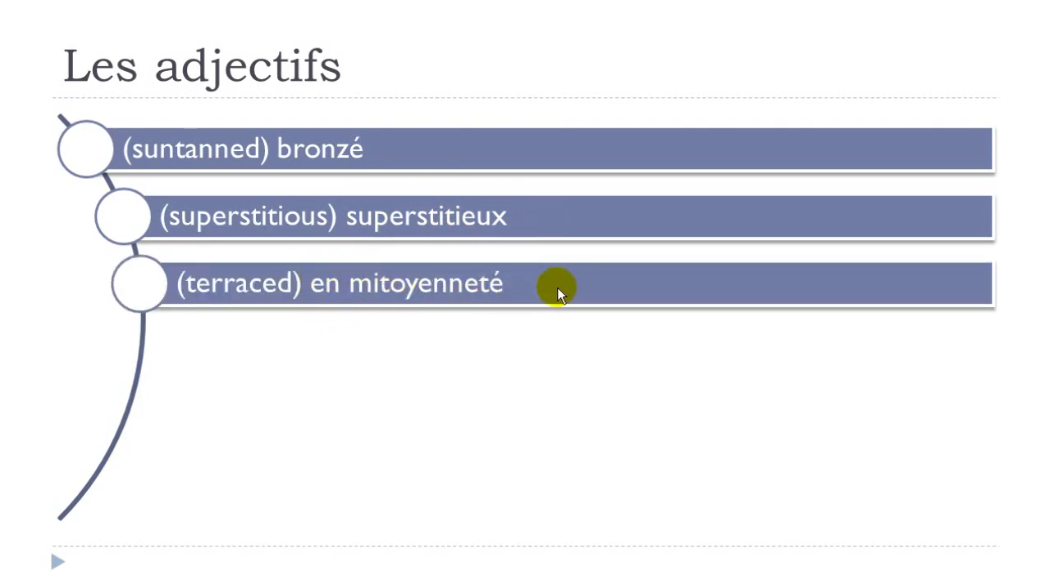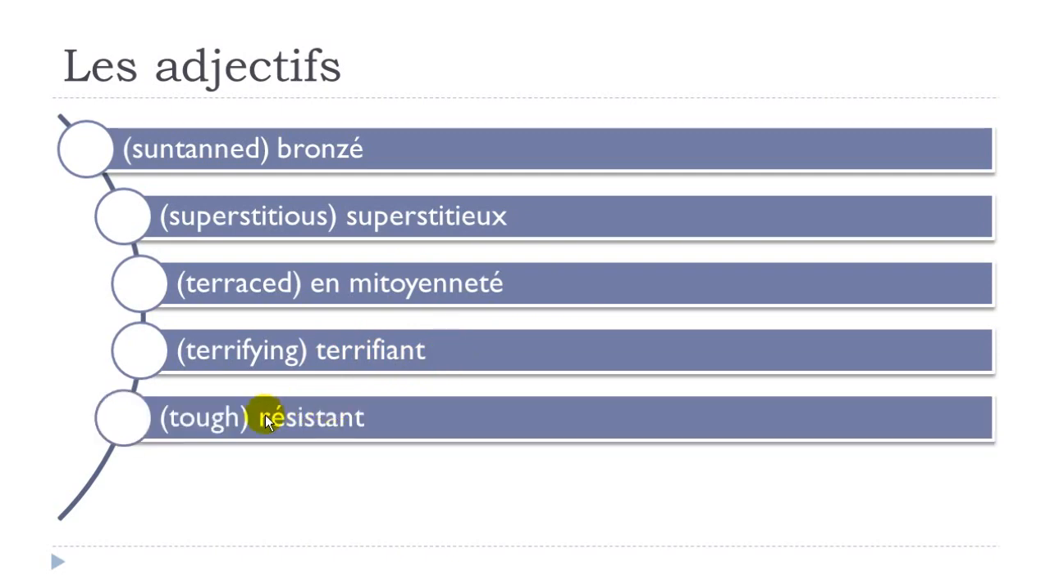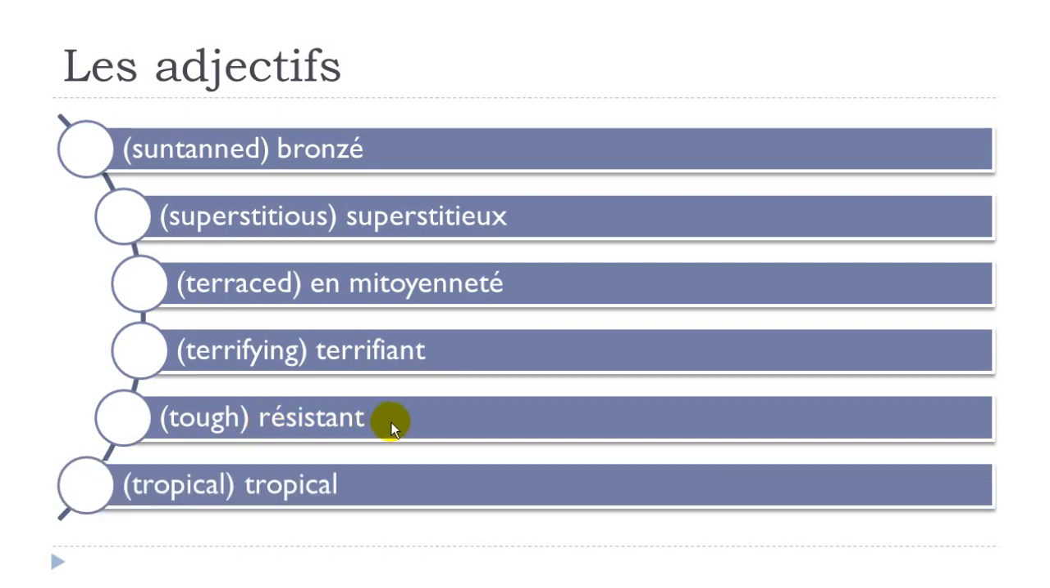En mitoyenneté. Okay, so mitoyenneté. En mitoyenneté. Terrifiant. Final T not pronounced. Double R here, so it will open the pronunciation of your E, and then it will be E. Terrifiant. Résistant. Final T not pronounced. Résistant. Tropical.